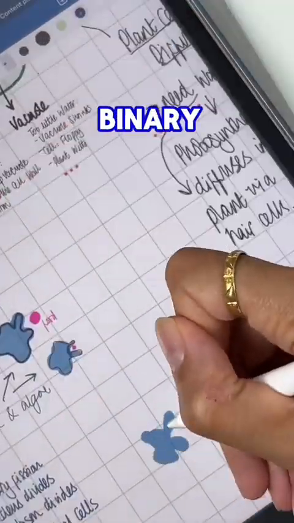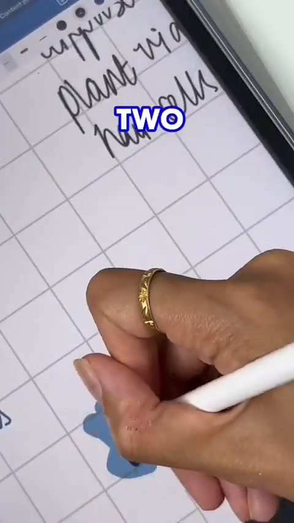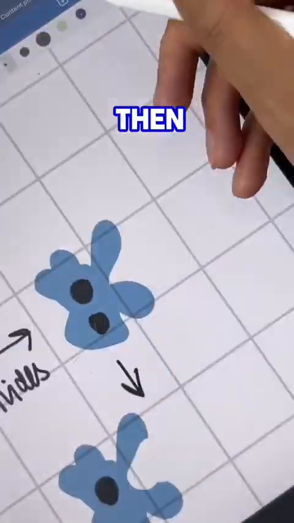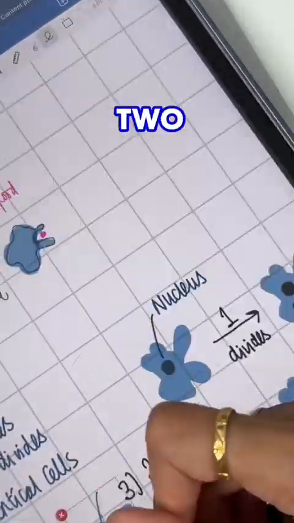Amoeba reproduce by binary fission. That's when it splits itself into two cells. First the nucleus divides, then the cytoplasm divides and produces two identical cells.